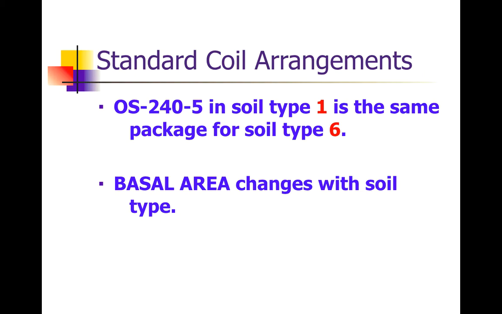Now our standard coil arrangements, for instance, if we use an OS 240 gallon a day with 5-foot coils, that's the OS 240-5. That's going to be the same coil arrangement in soil type 1 as in soil type 6 as well. The same coils are going to be used, but the basal area itself will change. Obviously soil type 6 is going to have a much larger footprint than soil type 1.